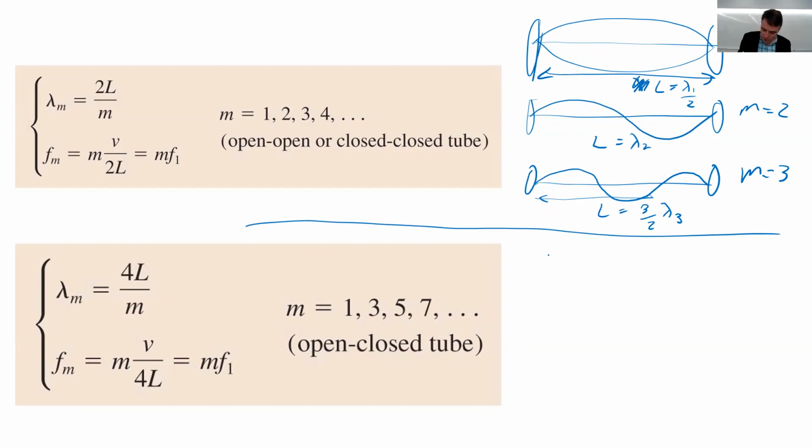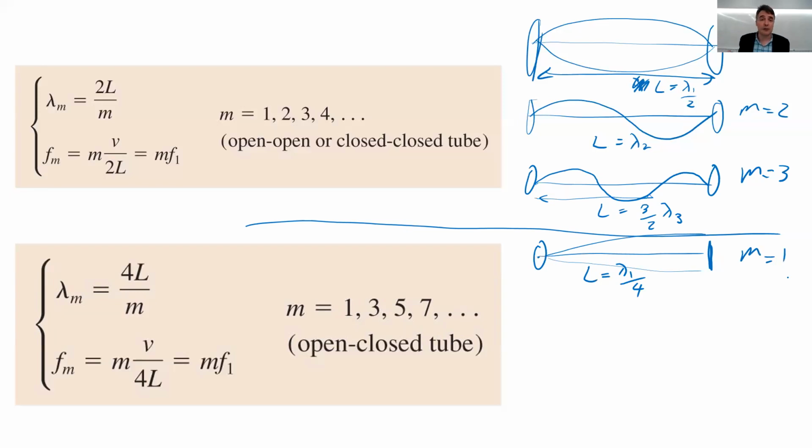For the open-closed tube, if it's open at one end and closed at the other end, then you'll force an antinode at the closed end. So what it looks like is this. It just goes up and down. And the length here is equal to lambda 1 divided by 4. It's a quarter of a wavelength for m equals 1.